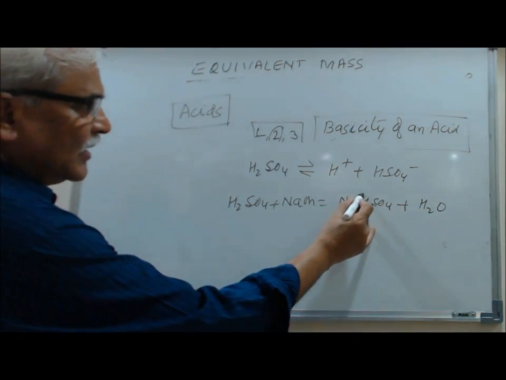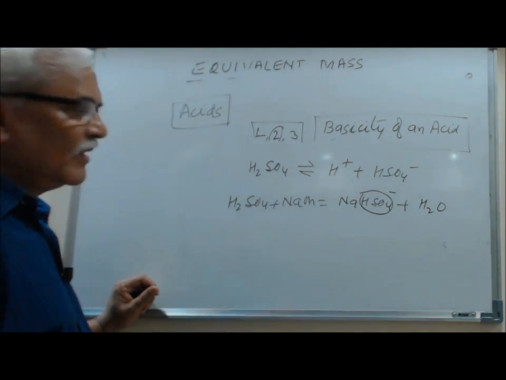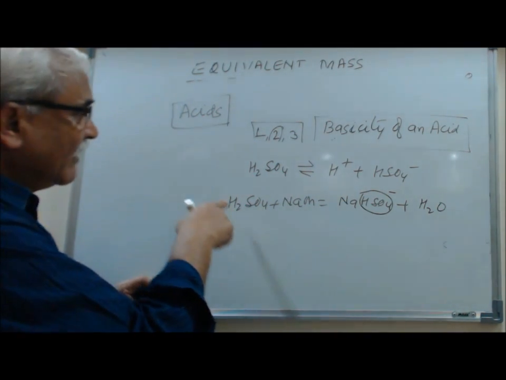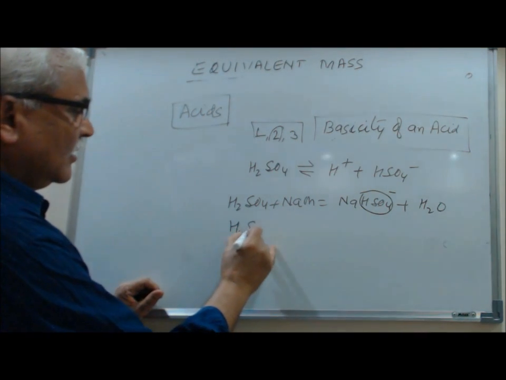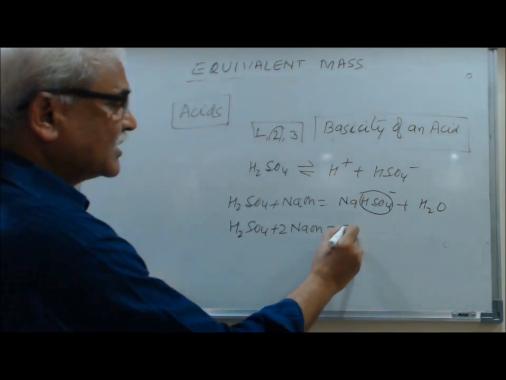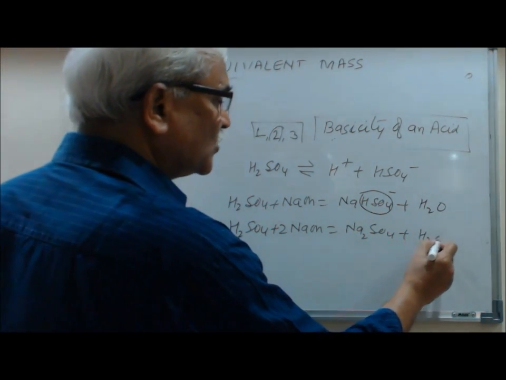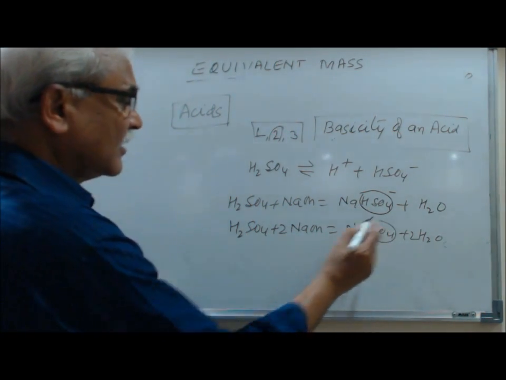Here obviously bisulfate has come, which means only one hydrogen was involved. Only one hydrogen came as proton. When we have excess of NaOH, all of you know what happens. We get Na2SO4 plus 2H2O. In that case, we have got sulfate.